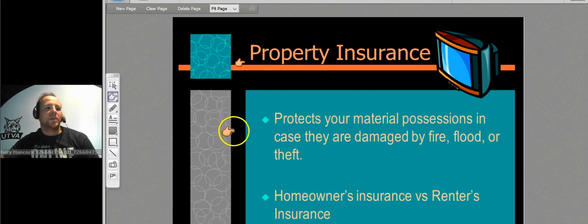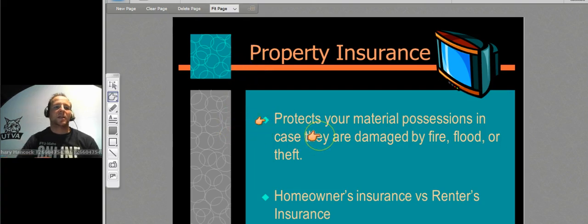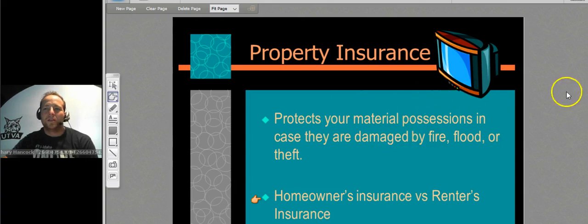Okay, the next one's property insurance. Property insurance protects your material possessions from fire, flood, theft, those kinds of things. So you're really looking at what's called homeowners insurance and renter's insurance. Renter's insurance basically covers just your personal property. If you have a laptop or clothing and it were to get stolen, or a flood came in and ruined it, or fire, they'll cover those kinds of things. And renters policies are actually really, really cheap.